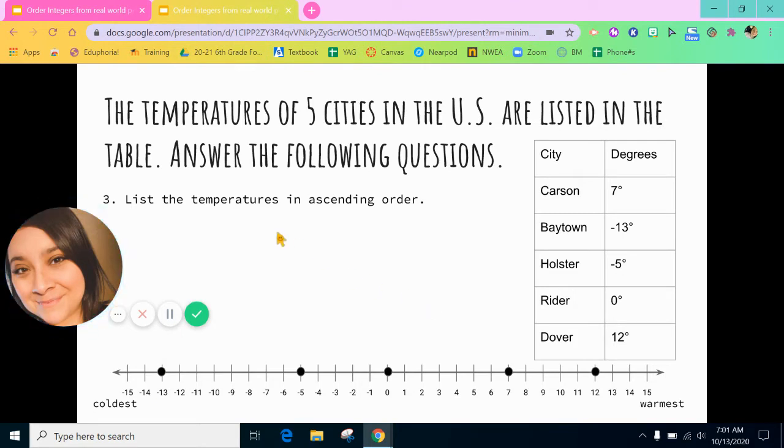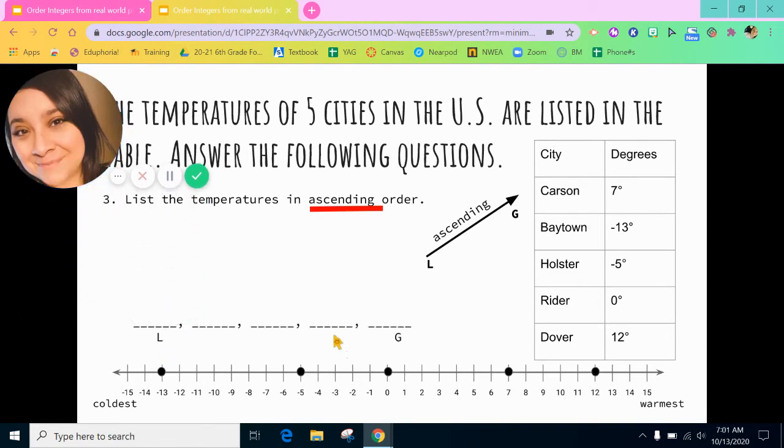All right, now the third question for this one says list the temperatures in ascending order. Ascending. So we talked about earlier how ascending was going up. So you're starting at the bottom, which is your least values, and we're going higher, which are our greater values. So we need to order these temperatures in order from least to greatest.